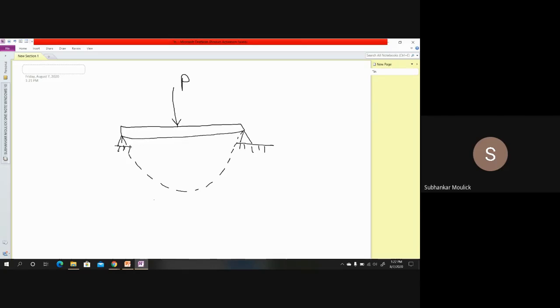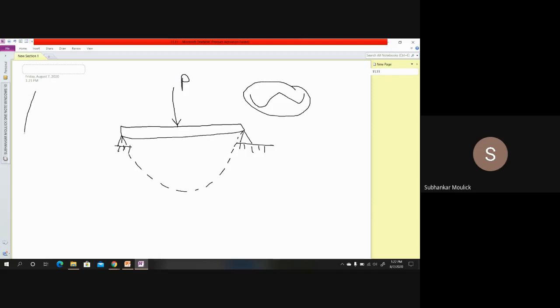Fine. This is this deflection curve. If you see this curve, this is that curve. Now this curve has some pattern, or this curve will follow some equation. That equation can be a polynomial equation. That equation can be a trigonometric equation. That equation can be an integral equation. That equation can be a differential equation.